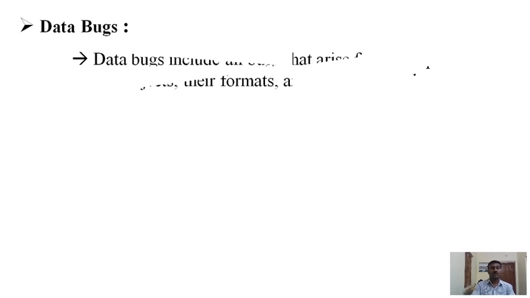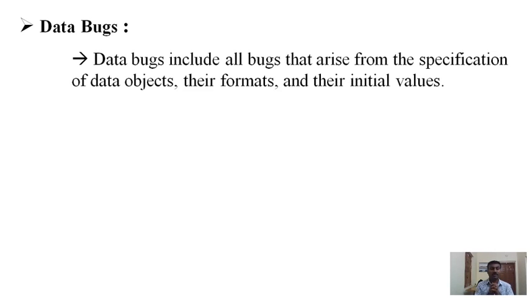Then the third one in the taxonomy of bugs is data bugs. Data bugs means whatever data we are providing for the development of projects; if the data contains any bugs, they come under data bugs. According to our concept, data bugs include all bugs that arise from the specification of data objects, their formats and their initial values. That means, to develop a project, what specification of data objects are we providing? If there are any bugs there, then there is a chance of data bugs arising.